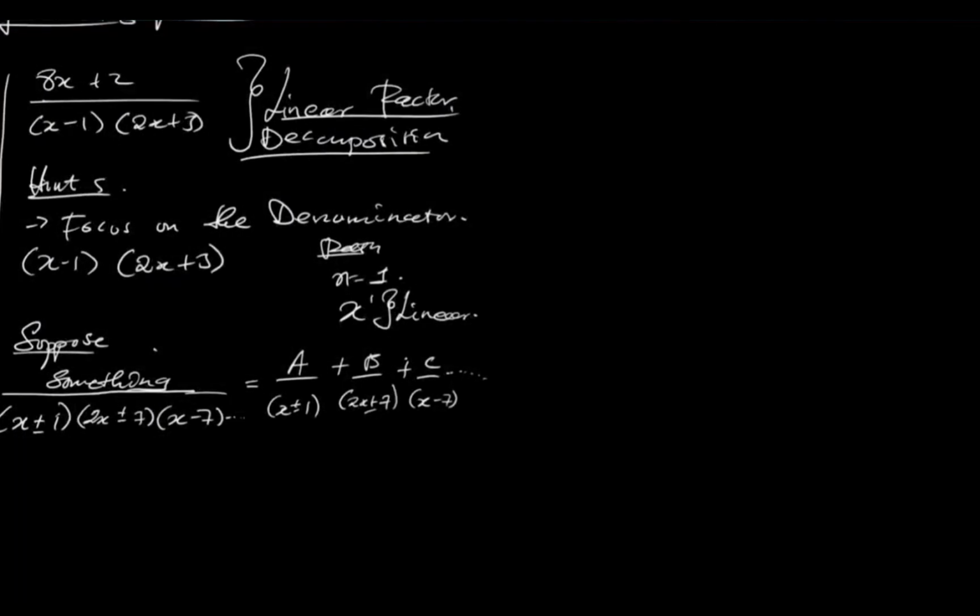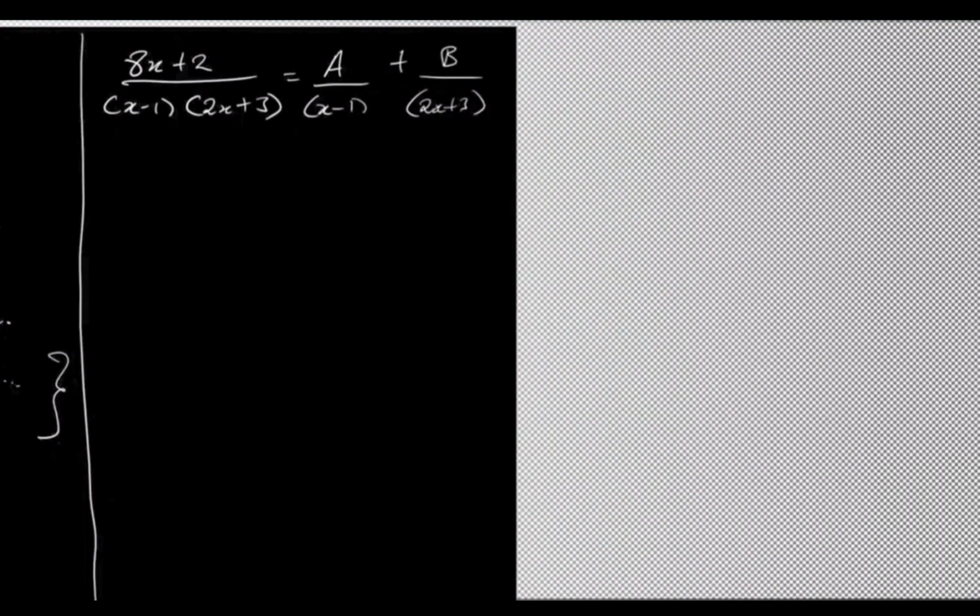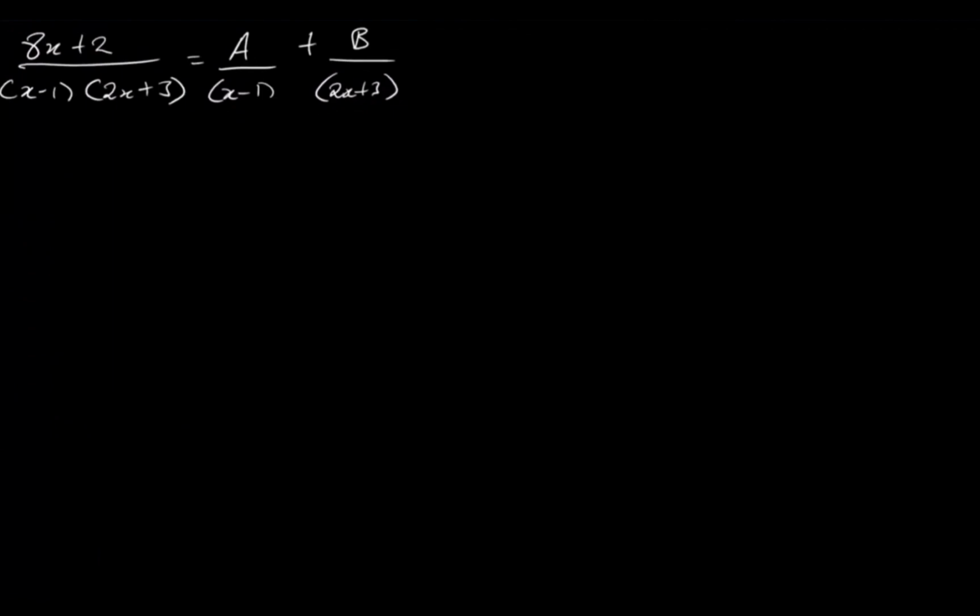So with this in mind, we can then try and fix this. We're having 8x plus 2 over x minus 1, then 2x plus 3. So we need to decompose this. Remember, this is the form in which we decompose. So we're having two factors. I'll say a over the first factor, which is linear, x minus 1, plus b over the second factor, which is 2x plus 3.